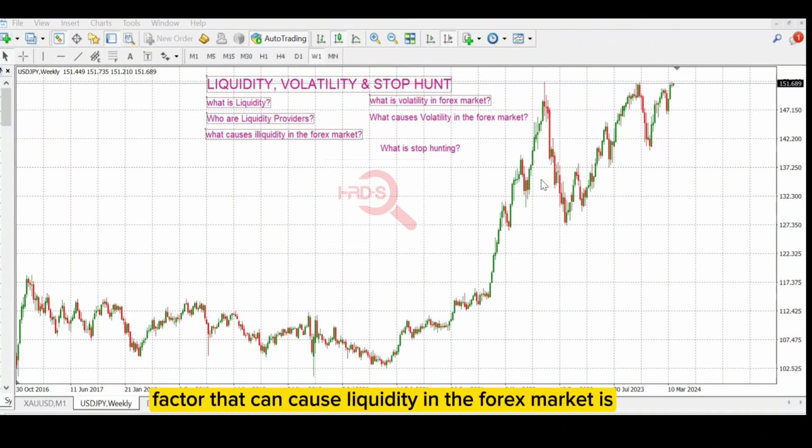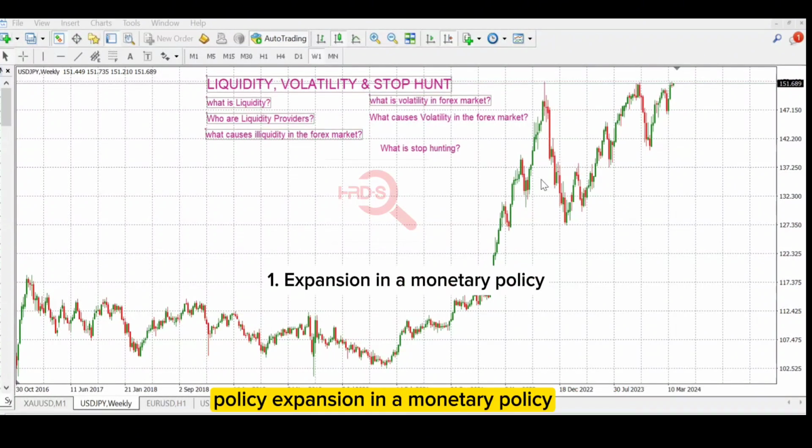Number one factor that can cause liquidity in the forex market is expansion in a monetary policy. Whenever there are changes in the monetary policy of any country, it will affect the liquidity of the currency of that country. For instance, if there is a monetary policy that the government implemented that increased money flow in a country, what happens is that this will increase the income of people, and this will also do what? Increase their demand, because people tend to spend more when they have more money in their hand.